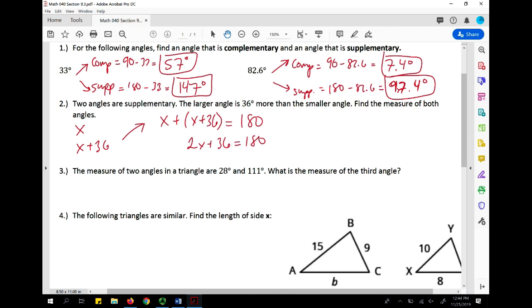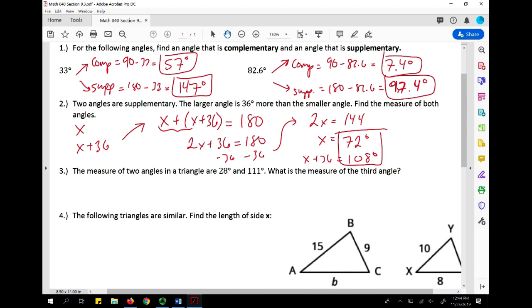Equals 180 when you combine your like terms. Subtract 36 from both sides. What do you get? 2x equals 144, which means x would have to be divided by 2, so 72. Then the bigger one would have to be 108.